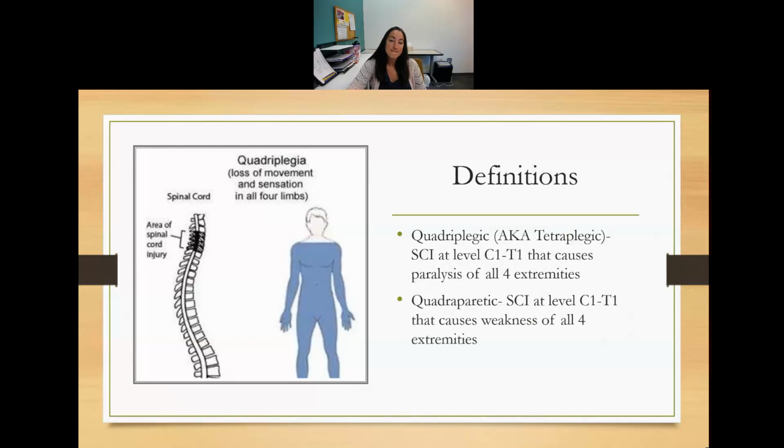Okay, some of the definitions. So quadriplegia is also known as tetraplegia. We kind of mentioned it earlier, but that is loss of movement and sensation in all four limbs.